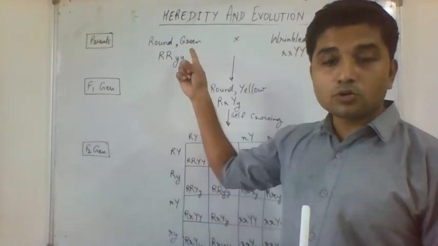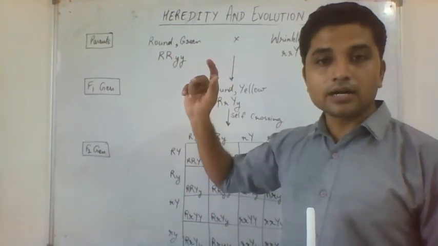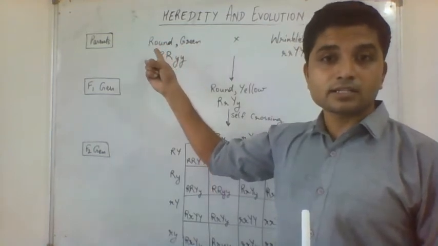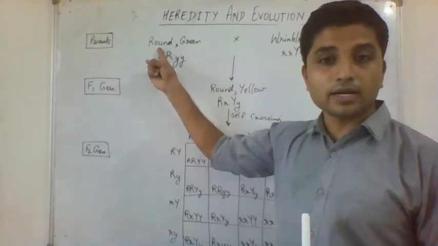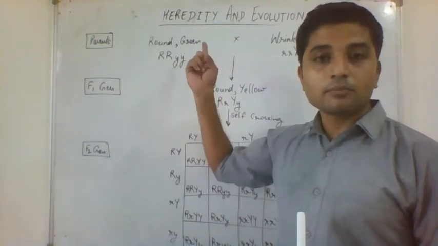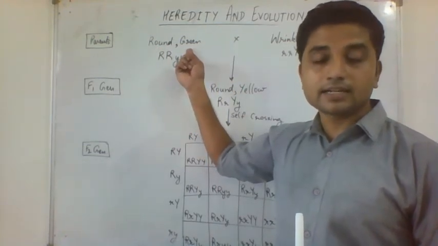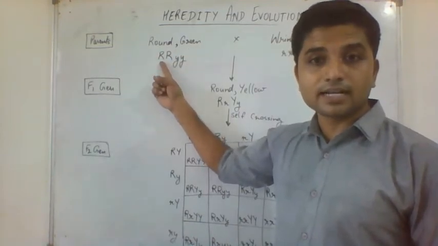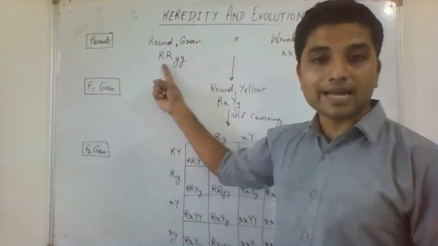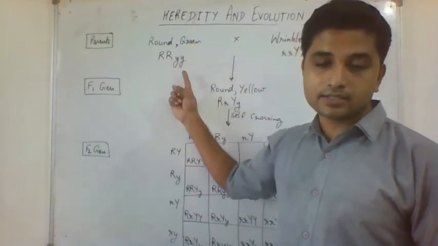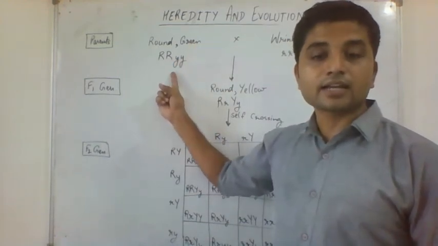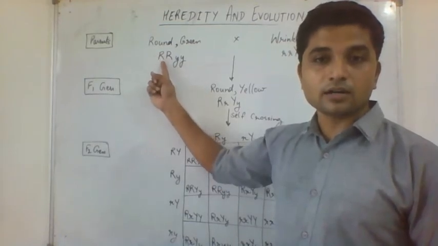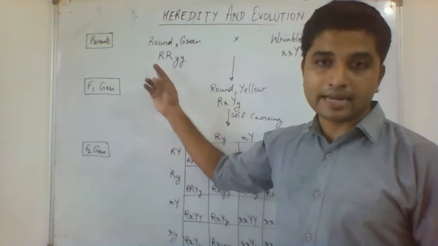Now Mendel took a round seeded plant, a plant producing round seeds but green seeds. So it has the dominant character for shape. The seeds are round, but the green color of seeds is recessive. So these are the factors that he took. Pure round, both of them capital R, and green, since it is a recessive character. A recessive character can come only when both the factors are recessive.